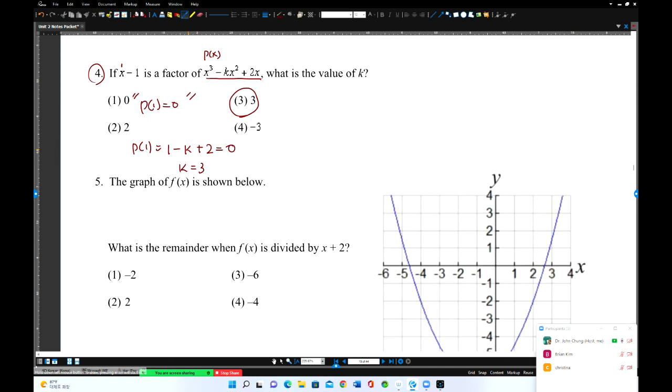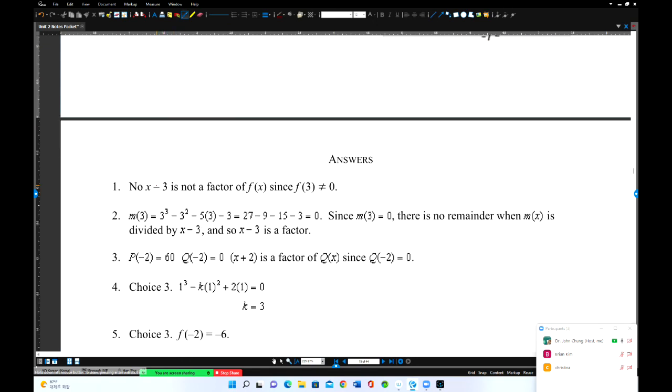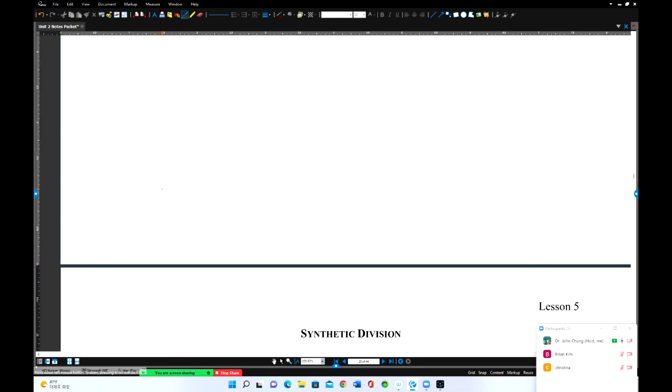Alright, number 5. What's the remainder over here? The remainder is what? Put this number negative 2 in there, right? f of negative 2 is the remainder. On the graph, what is the value of f of negative 2? f of negative 2 is negative 6, that is the remainder. Instead of being given equations, the graph is given. It doesn't matter. Or sometimes they give a table.